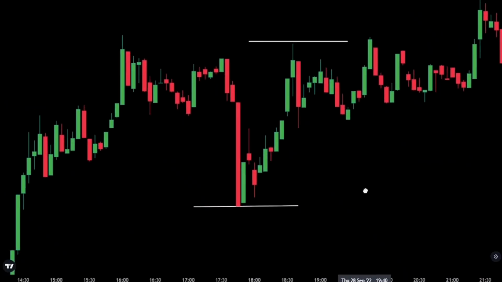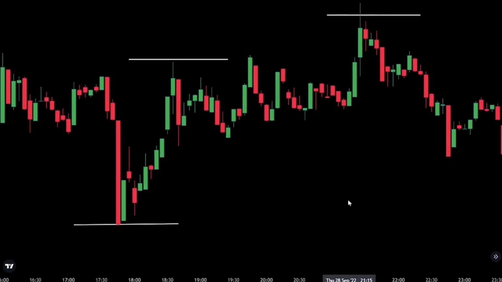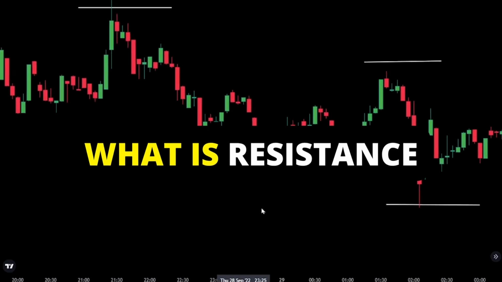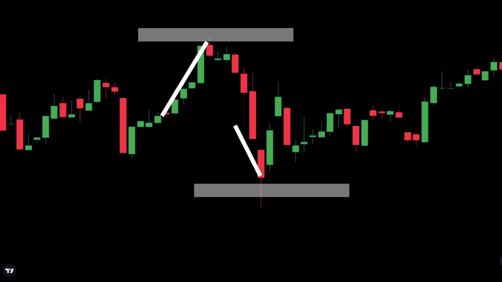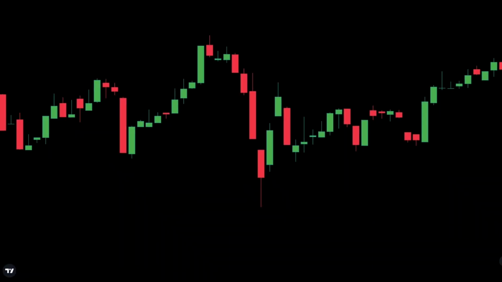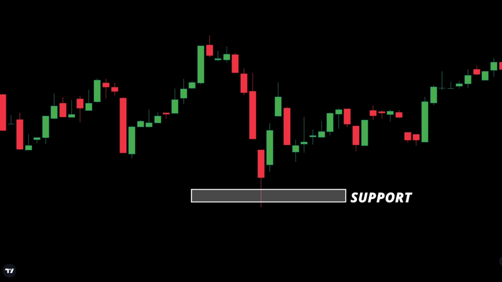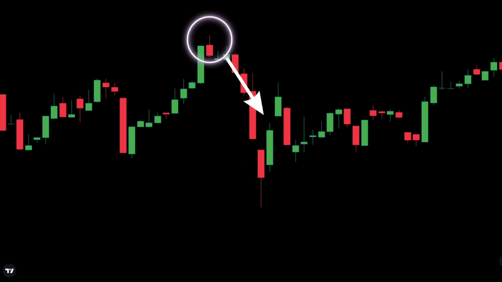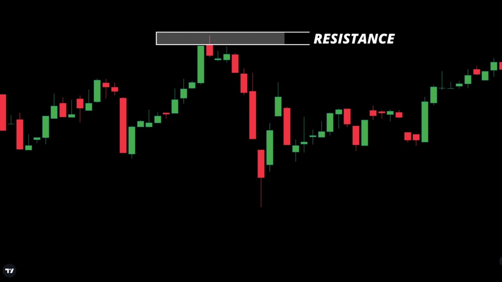Now before I jump onto how to draw them, let me first give a quick explanation on what is support and what is resistance to all newbies. Whenever the price touches a level before reversing back, these levels are said to be support and resistance. This is the low which the price made before it reversed back, so this will be the support level. This is the high which the price made before going back, so this will be the resistance.